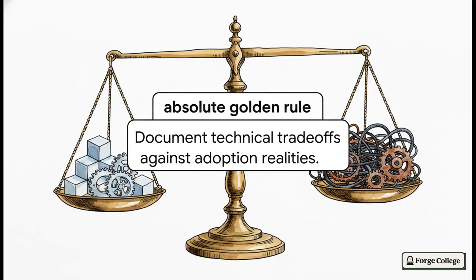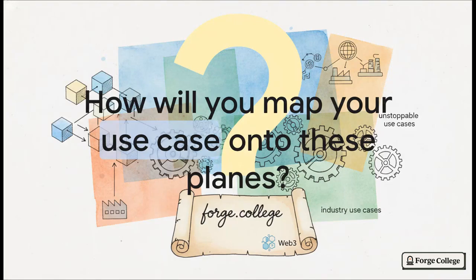Which brings us to the final challenge I have for you today. Take a moment to really think about this. How will you map your specific industry use case onto these 3 interacting planes to build a truly unstoppable engine? I'm going to leave you with that provocative thought to ponder as you start sketching out your masterwork.